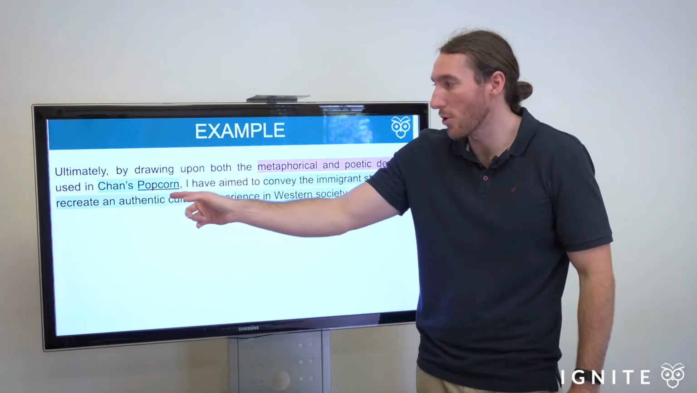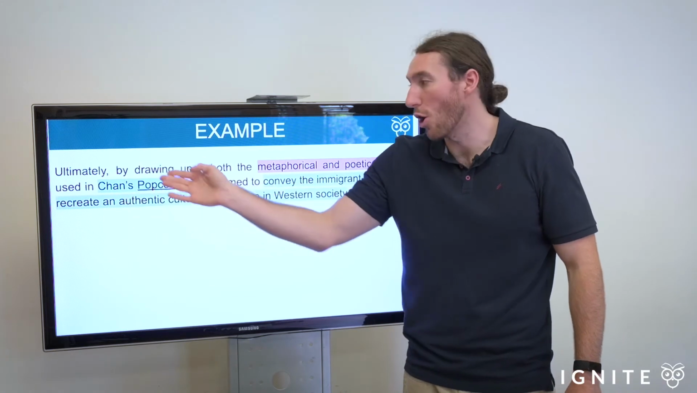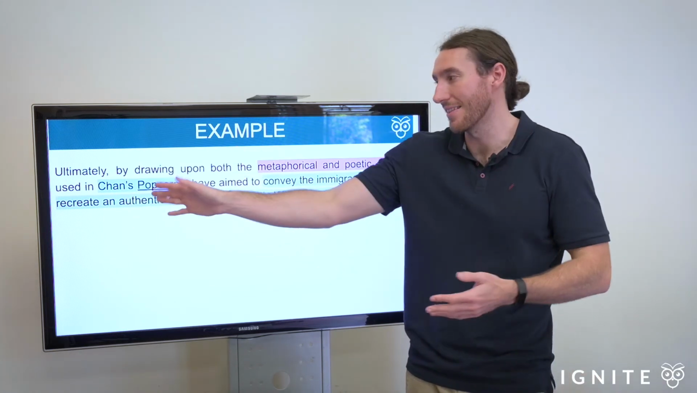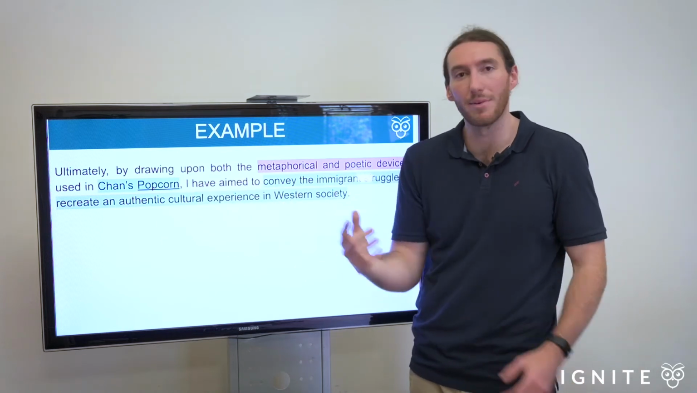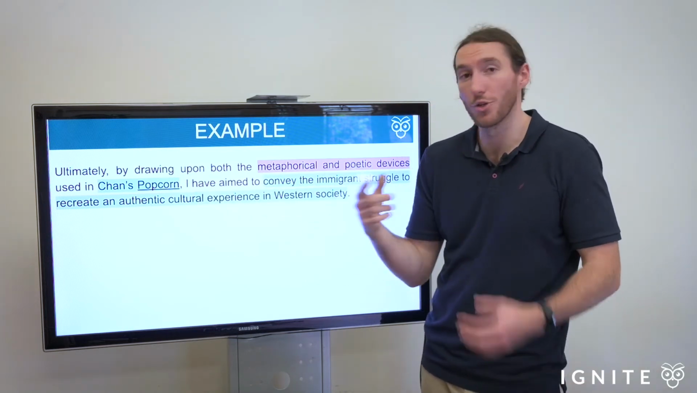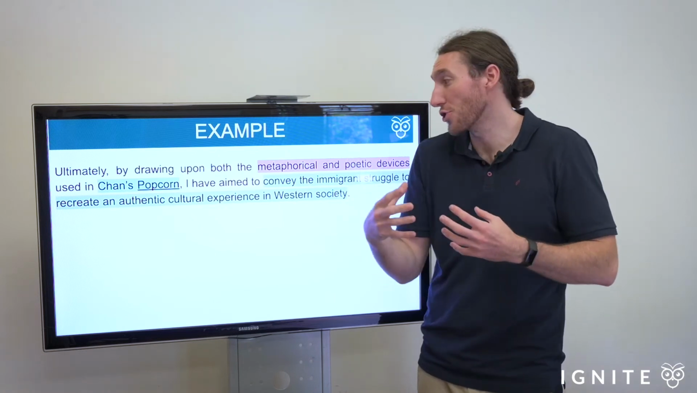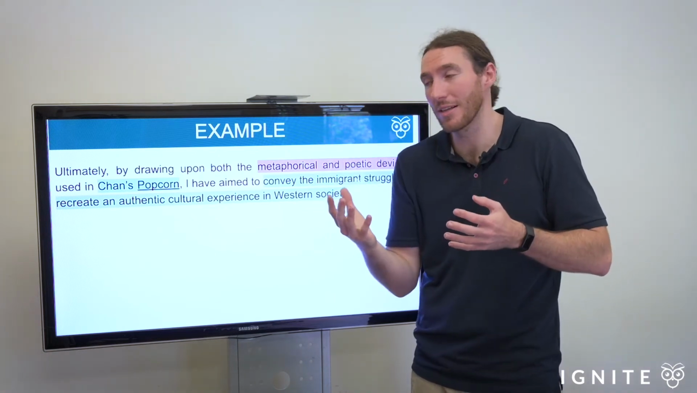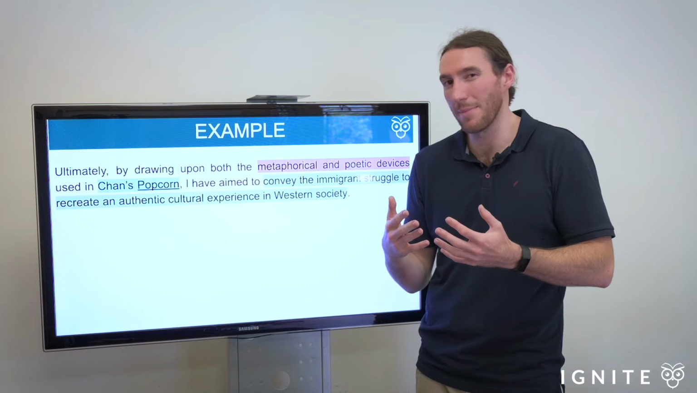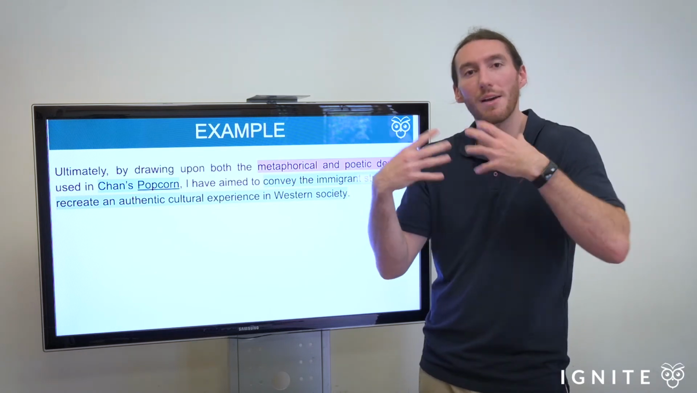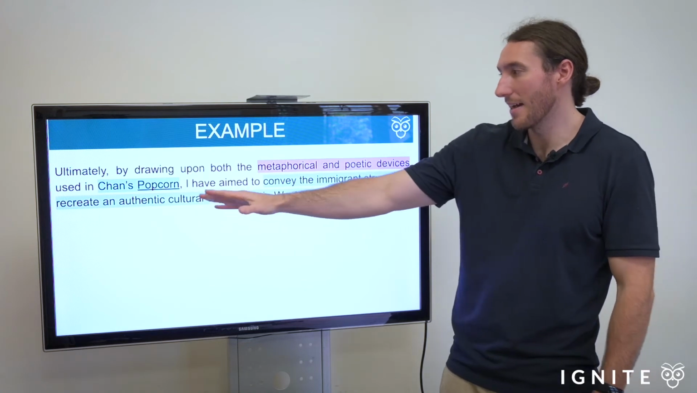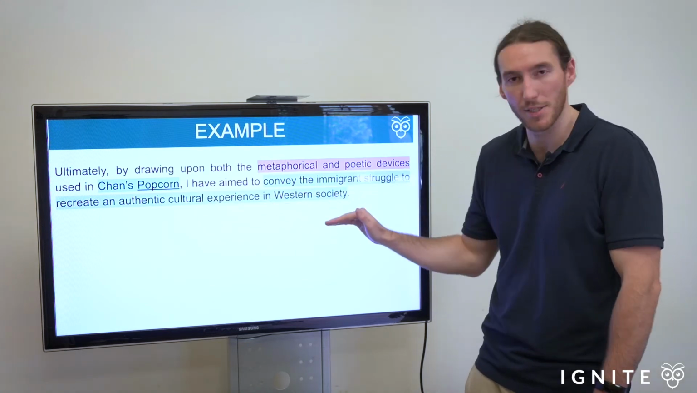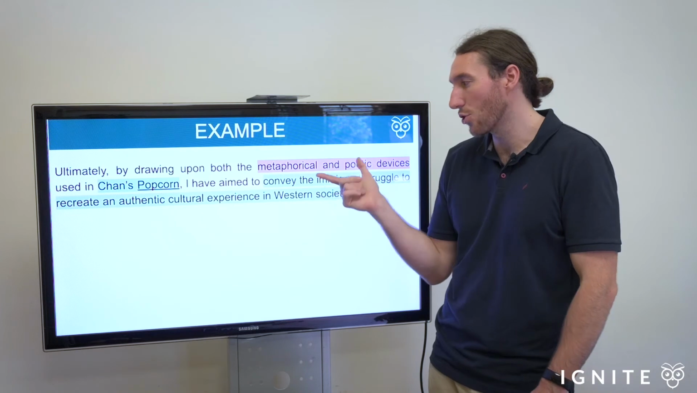Used in Chan's Popcorn, so here we just got an example of a text. It doesn't matter if you haven't studied this particular one. I have aimed, again the personal language, I have aimed to. You're showing an intent. You're not presuming that you have successfully done it necessarily, and you may not have to make those kind of statements anyway, but you just say, I've aimed to, I've sought to convey the immigrant struggle, to recreate an authentic cultural experience in Western society. So that's really the key there, the green section.